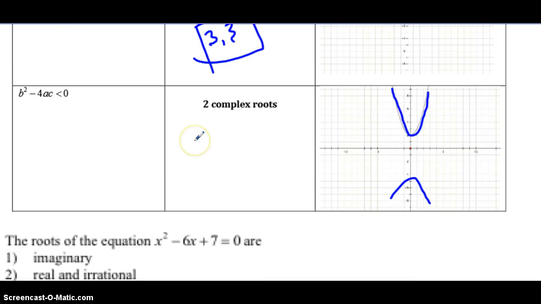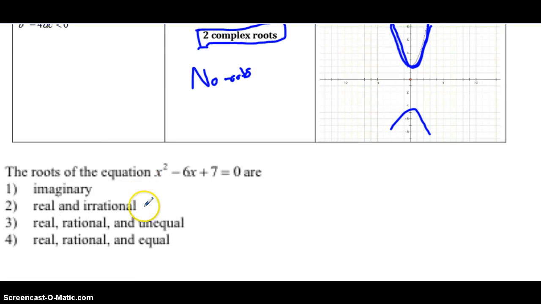And finally, when you get b squared minus 4ac is less than 0, then you know you have no real roots. And another way of saying that is to say they have complex roots. And remember, a complex number is just an imaginary number and a real number. So it's really just saying imaginary roots. So this guy does have roots. They're just nowhere in the real world. Blow your mind.